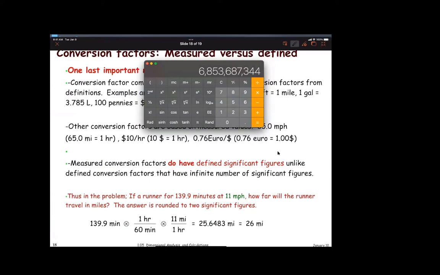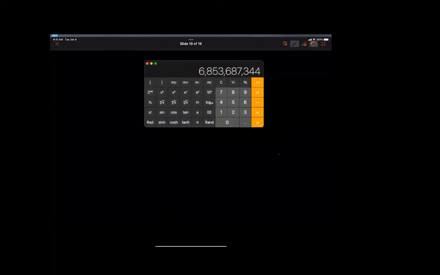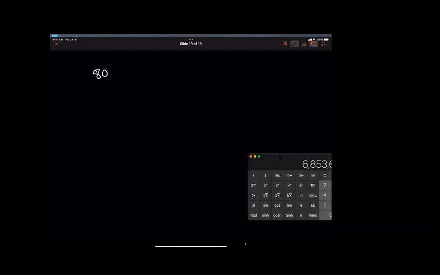Let me do another one here. Suppose I'm traveling at 80 miles per hour. How much is that in centimeters per second? Okay, 80 miles per hour, and I want to go to centimeters per second. That's the goal. That's the given.